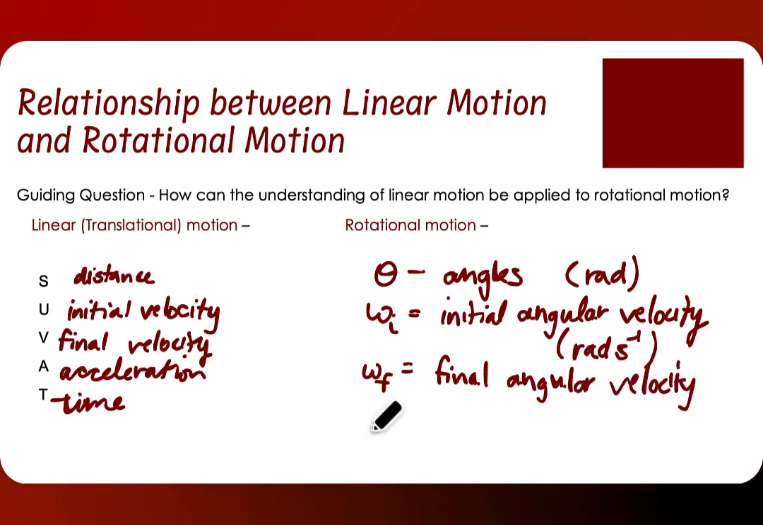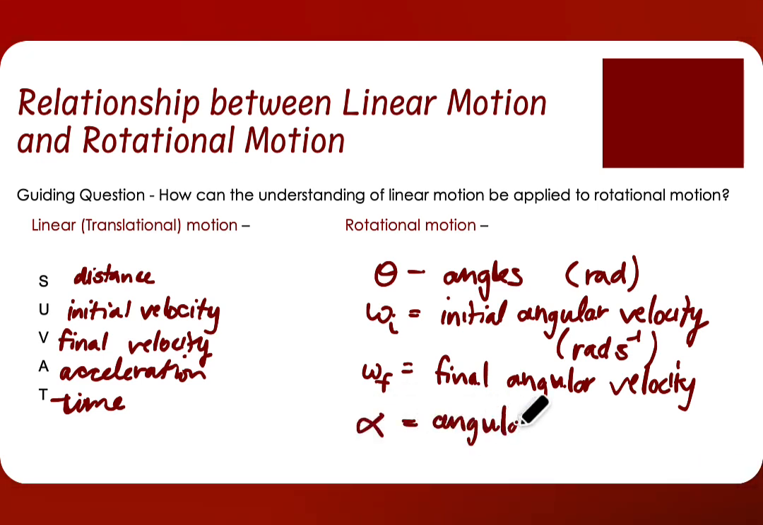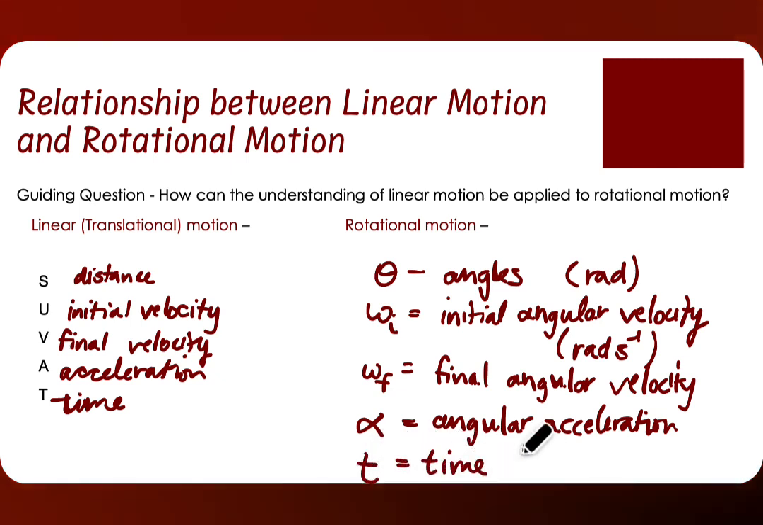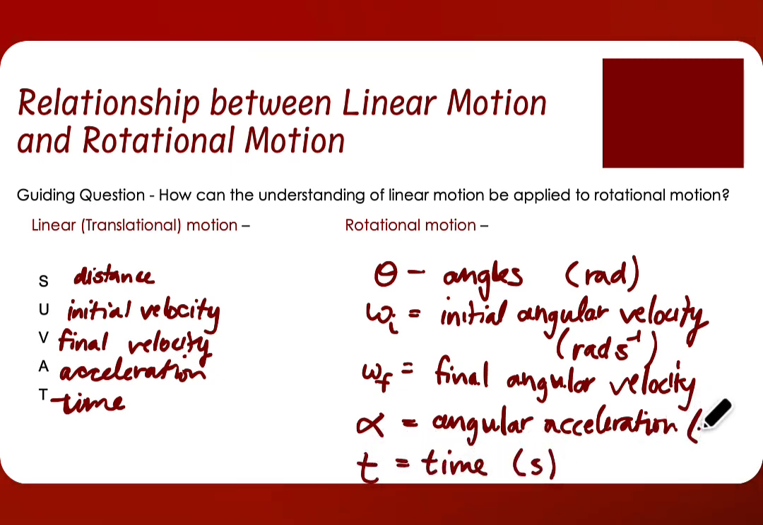Now, similarly, I'll have a final angular velocity, and we'll have an angular acceleration, but we're not going to use the letter a, we're going to use an alpha, again, a Greek letter. And finally, time is going to just be the same. Oh, I forgot to put the units here. This would be radians per second squared.